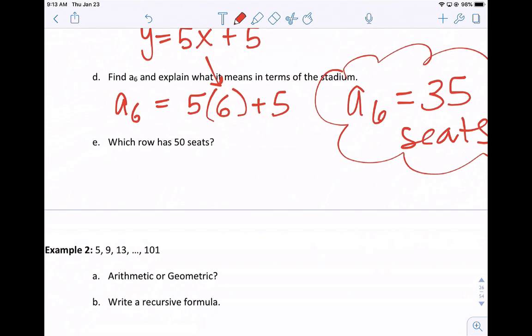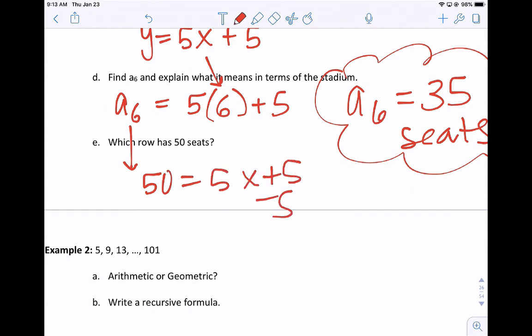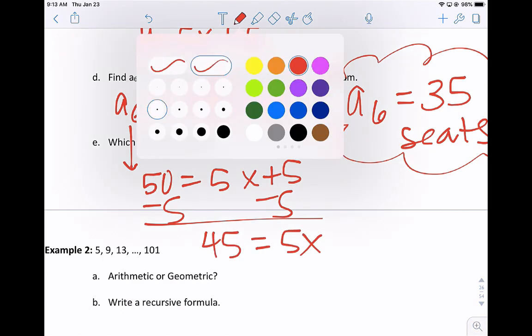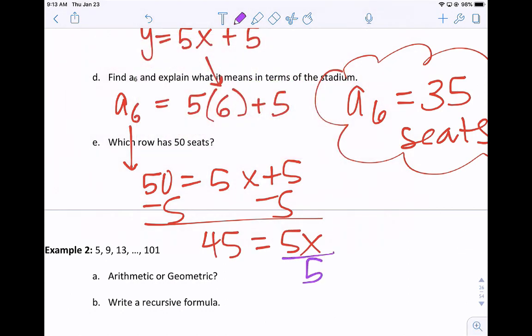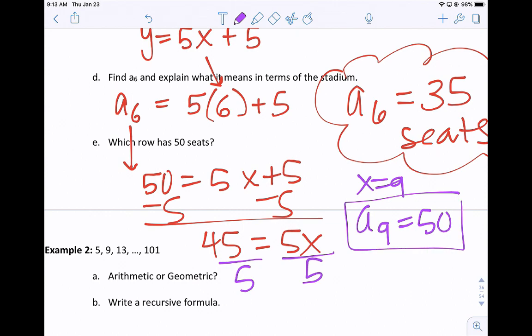And again, which row has 50 seats? So we could put a 50 in right here, equals 5x plus 5, and we could subtract. We have done this problem before, so if you recall, we solve for this, x equals 9, so we could say a sub 9 has 50 seats, row 9.